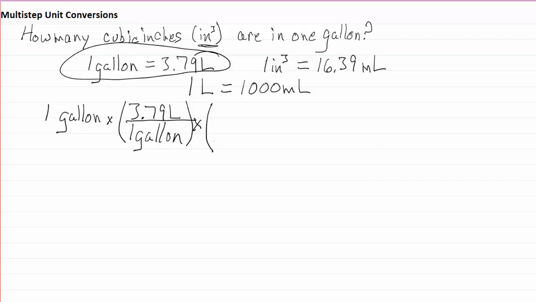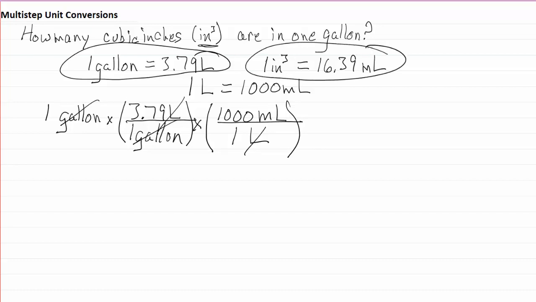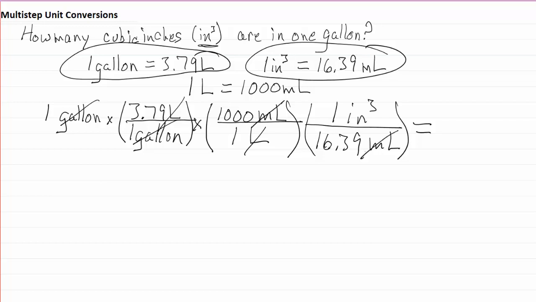Then I'll go from liters, which I'll have now, to milliliters, and I'll put my 1 liter on the bottom and have 1,000 milliliters on top. And the liters will divide out, and I'll have milliliters. I'm nearly there. I want to end up with inches cubed. For that, I'll use this equality here. I have milliliters on top left. I want to get rid of those, so I'll put the 16.39 milliliters on the bottom and the 1 inch cubed, or 1 cubic inch, on top, and I should end up with what I want. The milliliters will divide out here. The only units that I'll have left now are cubic inches.